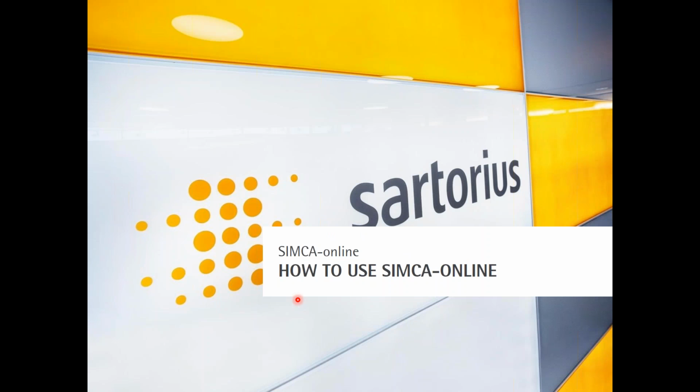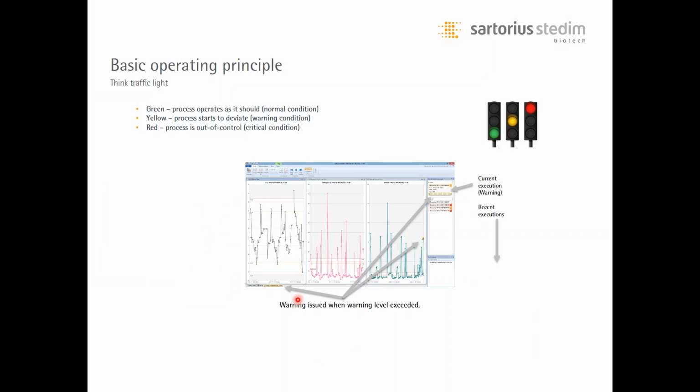So how to use Simca Online? The basic operating principle of Simca Online on a very high level, and like I said, this can be used both for continuous as well as batch processes, is that there is a very high level sort of alarm system that is employed within Simca Online, where we can think of it in terms of a traffic light, where we have either a green signal, we have a yellow signal, or we have a red signal.